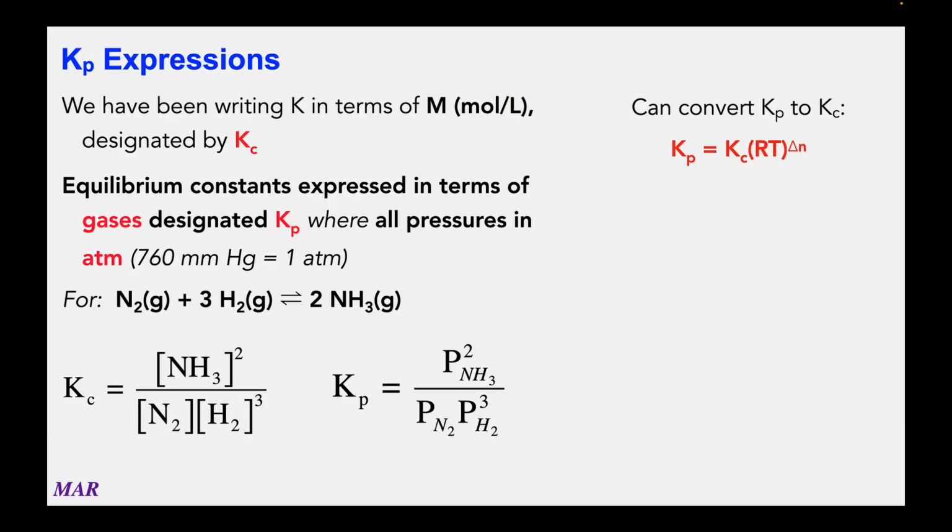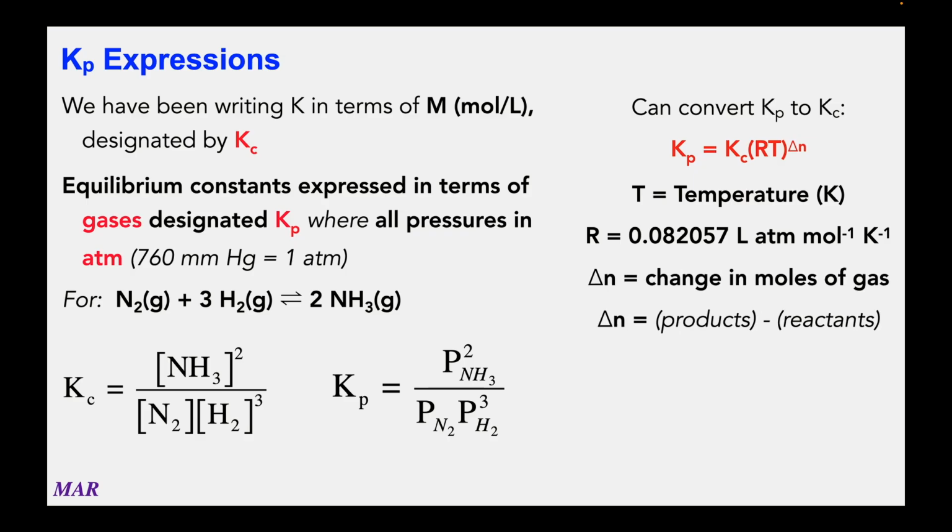If you have a Kp and you need to turn it to Kc or vice versa, you can use this expression right here. Kp equals Kc times (RT) to the delta n. T is the Kelvin temperature of your system. R is the gas constant, 0.082057 liter atmospheres per mole Kelvin. And delta n is the change in moles of gas. You only look at the gas. You don't look at the solids, the liquids, or even the aqueous parts on this. So delta n is products minus reactants for gas.